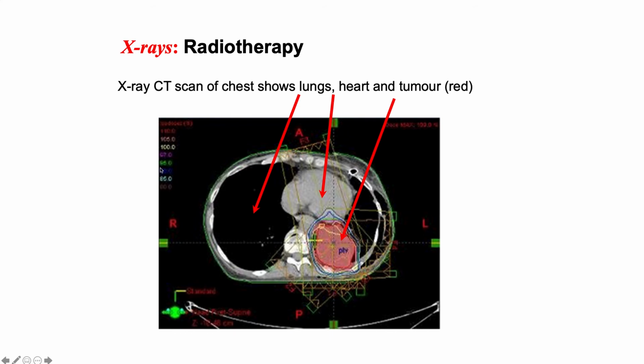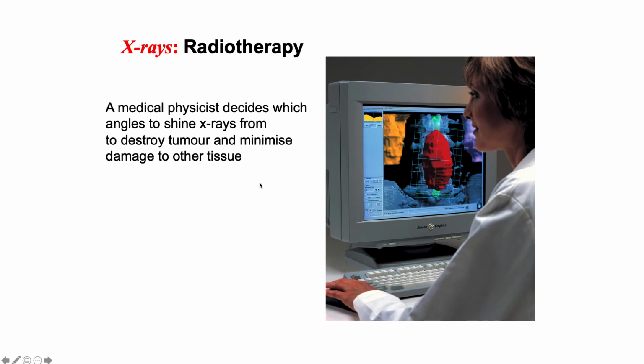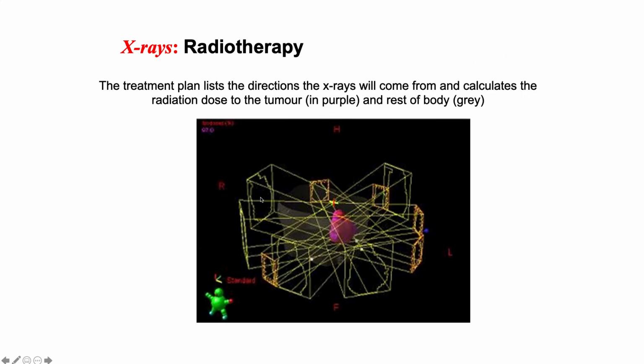So you take this 3D X-ray, you find out exactly where the tumour is, and then your radiographer, your medical physicist, decides exactly which way to fire the X-rays and where to place the patient, so that the cancer gets the biggest dose as the X-ray machine rotates around them.